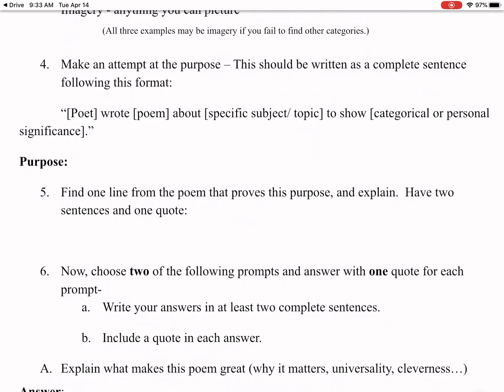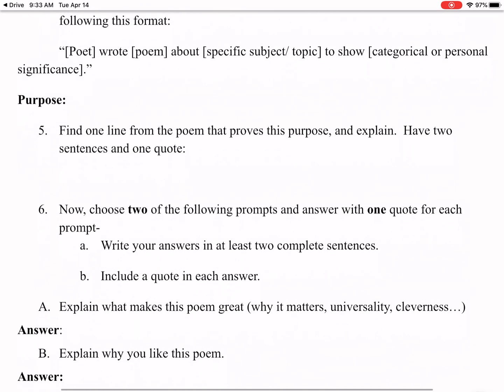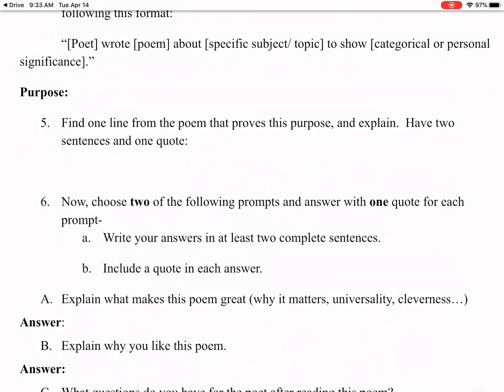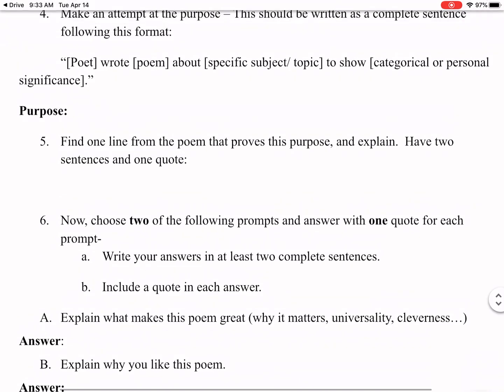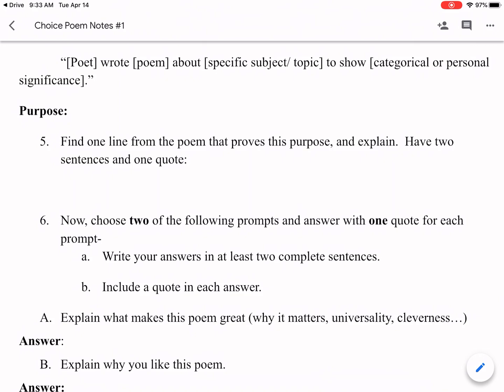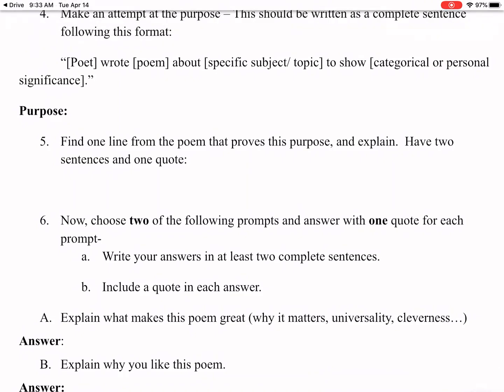You need to, just like we did in class in October and December, write a purpose that sounds like Yeats wrote The Lake Isle of Innisfree about retiring to an island to show how peace is hard to come by. You need a sentence that has those 4 elements in it: the poet, the poem, the specific subject, and the categorical or personal significance. Why does it matter? Make sure that that appears here next to the word purpose. That's a big part of your score here.